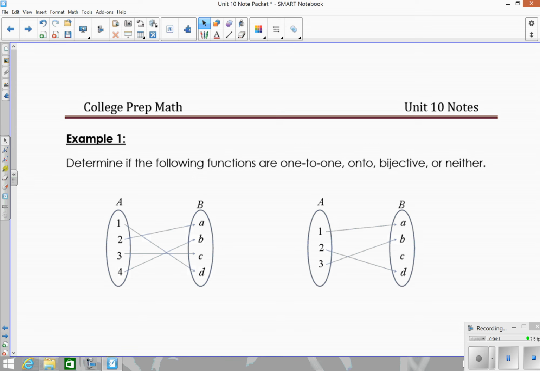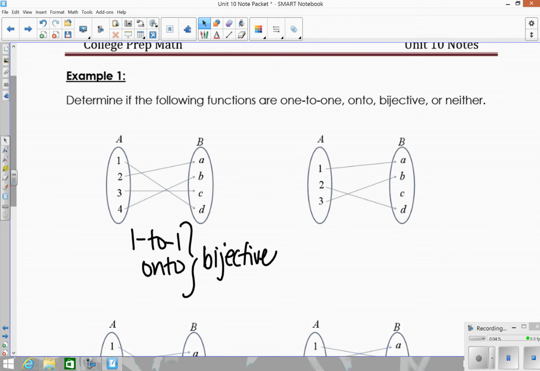And then to decide onto, you just have to look at the dependent variables or the outputs, and everything's being used. Everything has something being mapped to it. So it's onto as well. So basically that means it's bijective. So it's both.